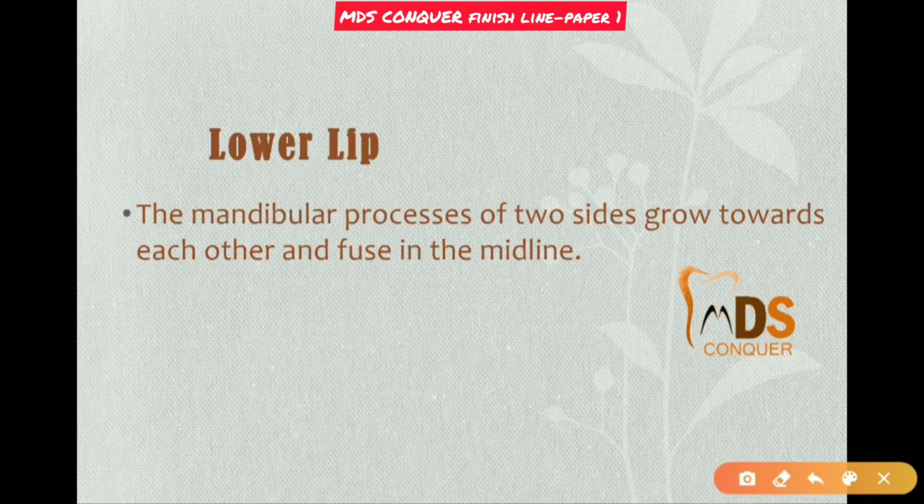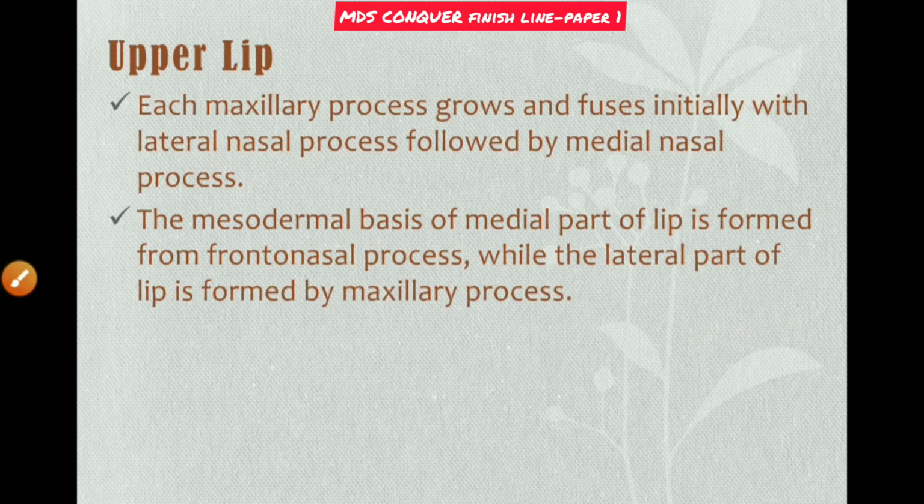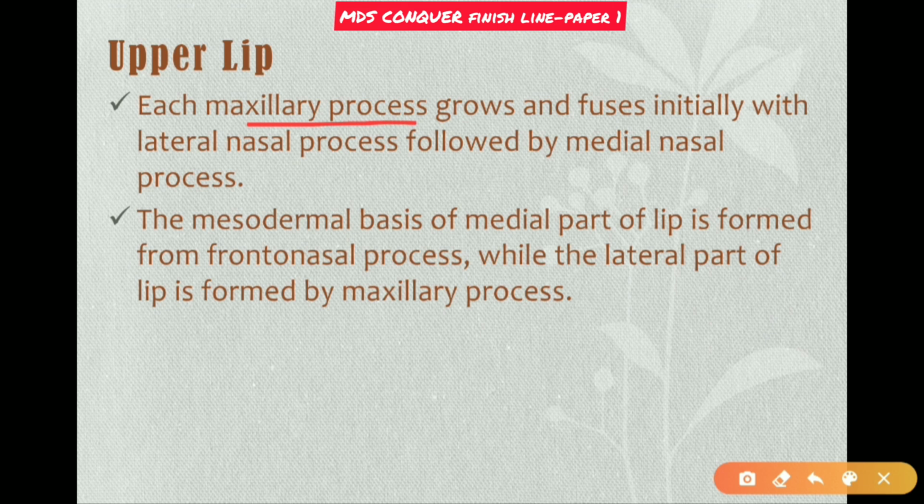Then the lower lip: the mandibular processes of the two sides grow towards each other, fuse, and form the lower lip. The upper lip is formed by the maxillary process, which grows and fuses initially with the lateral nasal process, followed by the median nasal process. So all these processes combine and form the upper lip. The mesodermal basis of the lip is formed by the frontonasal process, whereas the lateral part is formed by the maxillary process. Remember those points.